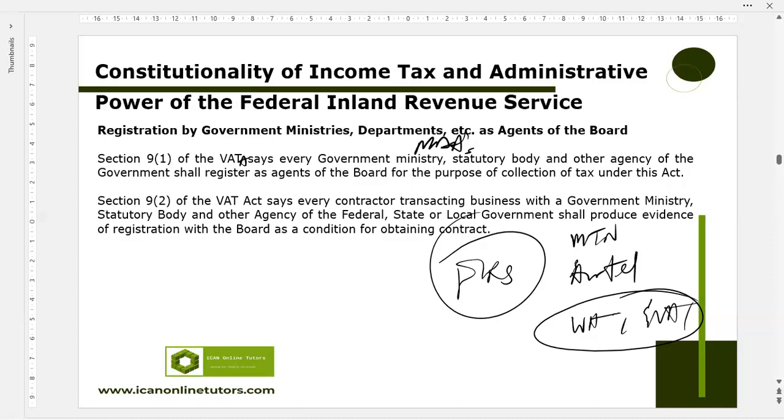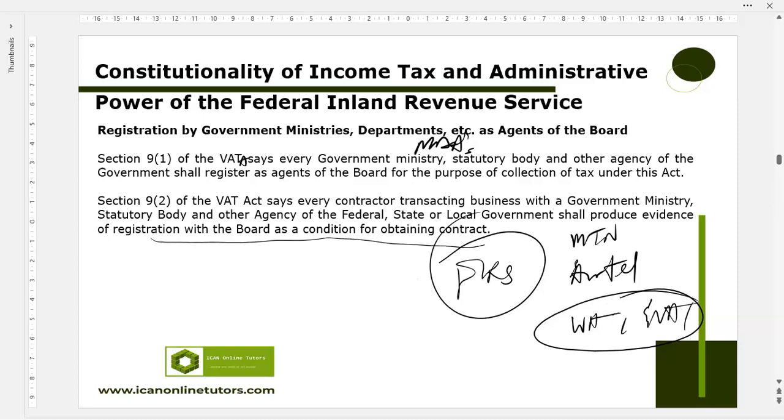This is similar to what the various government ministries, departments, and agencies do, for both withholding tax and value added tax. Section 9, subsection 2 of the Value Added Tax Act also says that every contractor transacting business with a government ministry, statutory body, and other agents of the federal, state, or local government shall produce evidence of registration with the board as a condition for obtaining a contract.